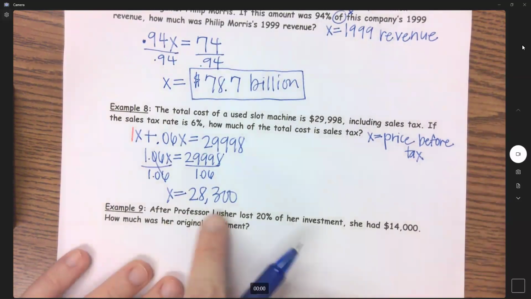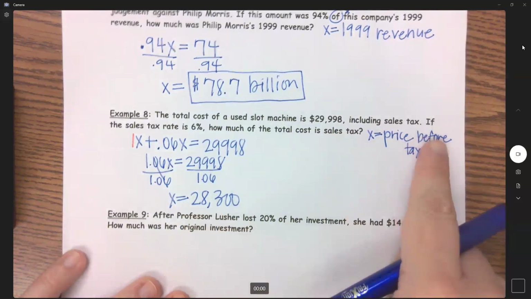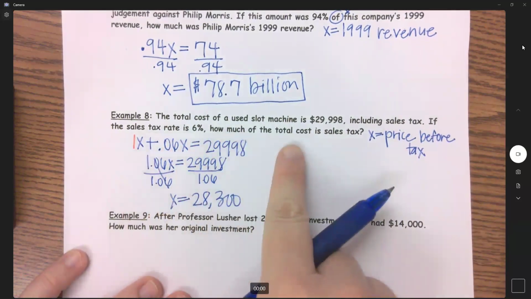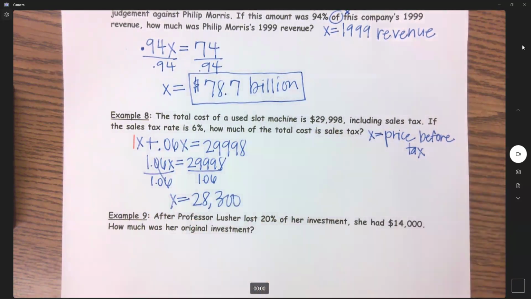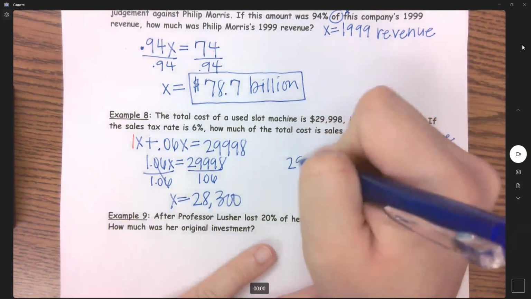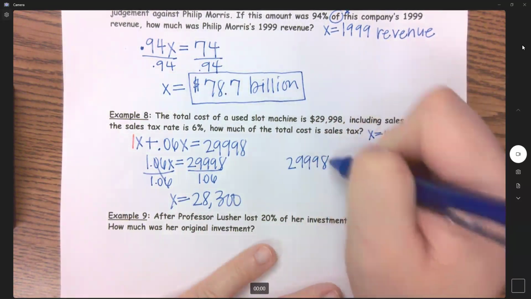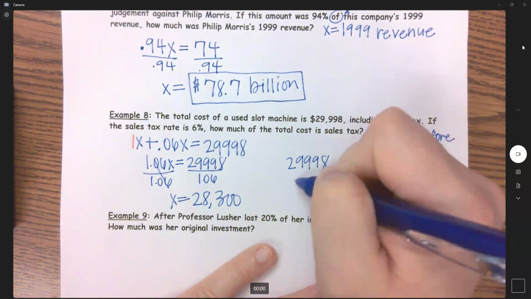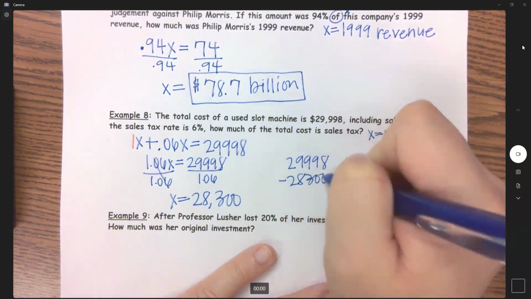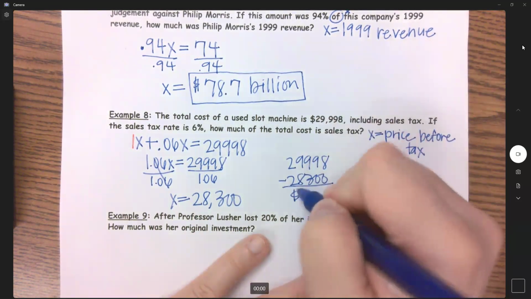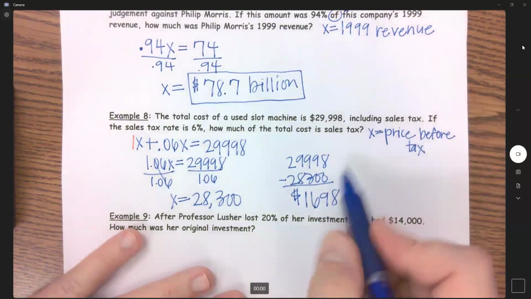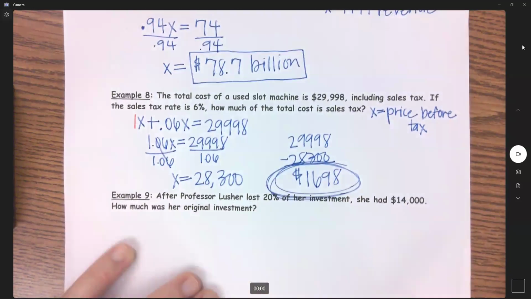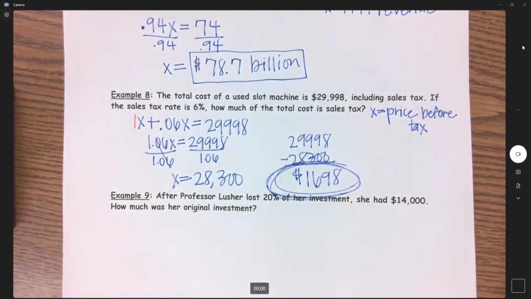It doesn't want to know what the price was of the slot machine. It says, if the sales tax is 6%, how much of the total cost is sales tax? So I have found out what my price was before tax. I know what I have paid after tax. So how much was tax? Subtract the two. So what is 29,998 minus 28,300? And that is 1,698. So that is how much tax I'm having to pay.